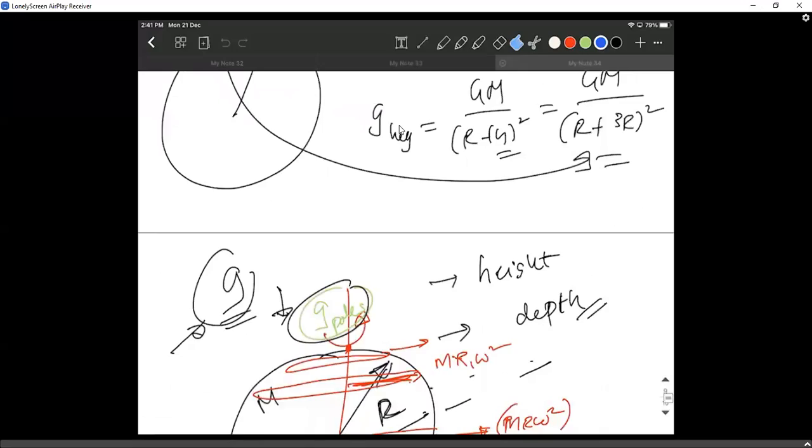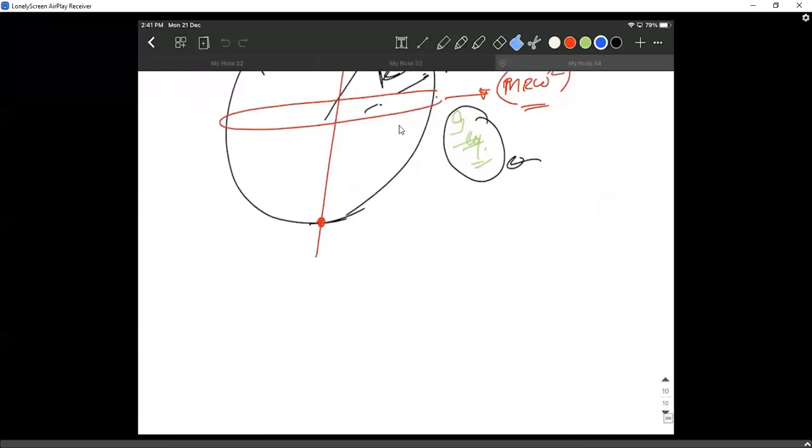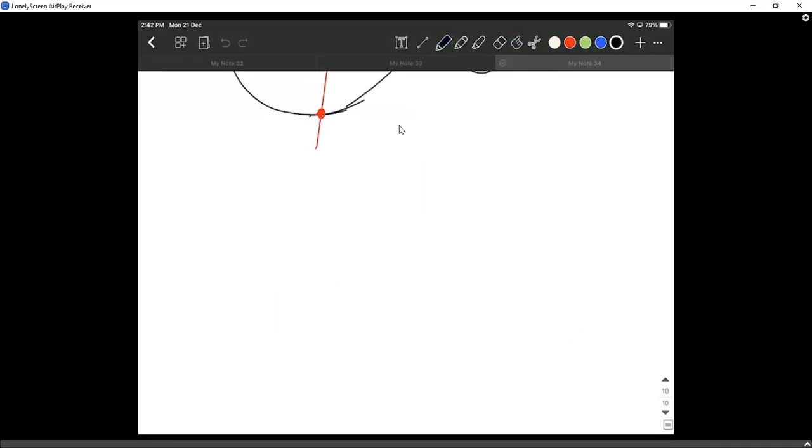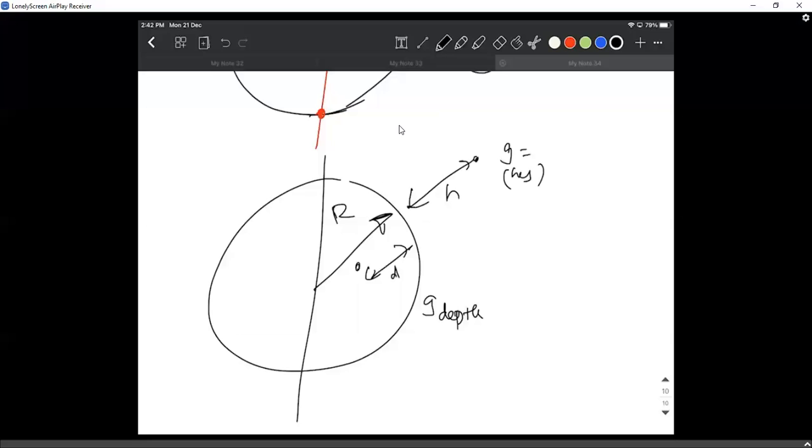I'm going to discuss the same things. In the last class I was discussing the variation of gravity with height and depth. For a planet with radius r, from this point at a height h, the acceleration due to gravity is g height. Again, at some point inside, it is g depth. We discussed g depth and g height clearly in the last class.